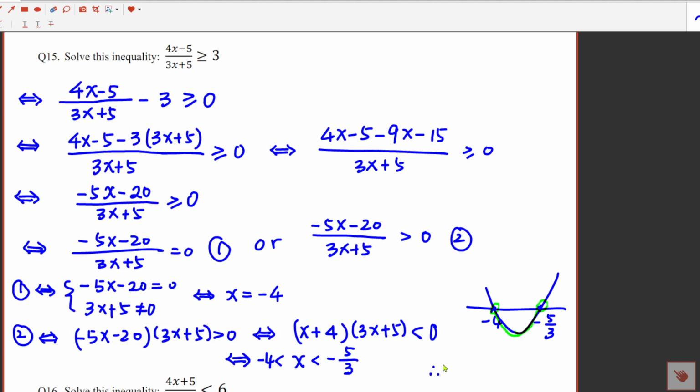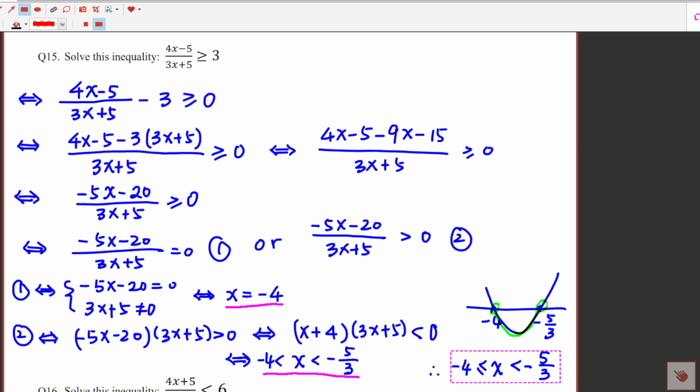And if you combine these two solutions here and here, the final solution would be x is larger than or equal to -4, less than -5/3. Do you get it? I get it. Okay, so this is our final solution.